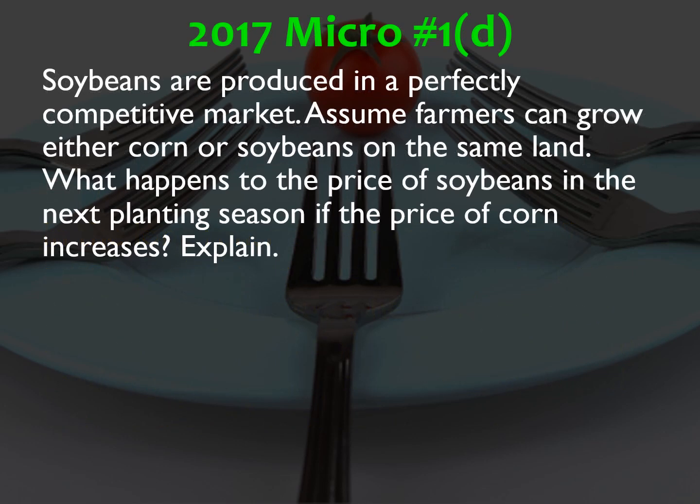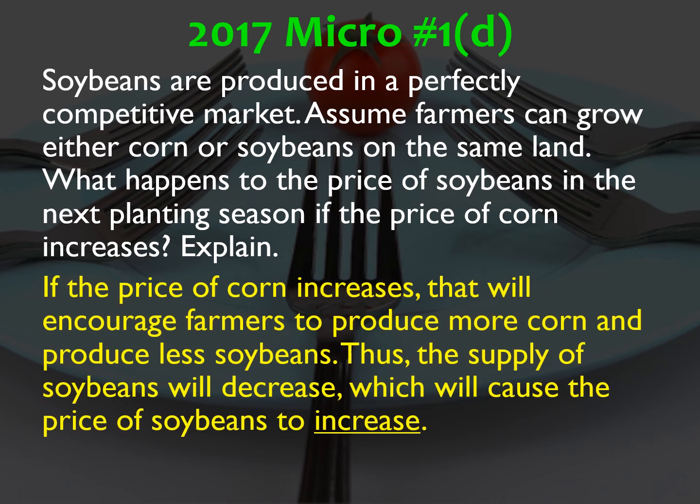Part D, soybeans are produced in a perfectly competitive market. Assume farmers can grow either corn or soybeans on the same land. What happens to the price of soybeans in the next planting season if the price of corn increases? Explain. So the price of corn goes up, that's going to encourage farmers to produce more corn, supply more farmland for corn, and supply less farmland for soybeans. So what's going to happen is the supply of soybeans is going to go down because farmers aren't planting them as much. Since the supply of soybeans goes down, price of soybeans will go up.